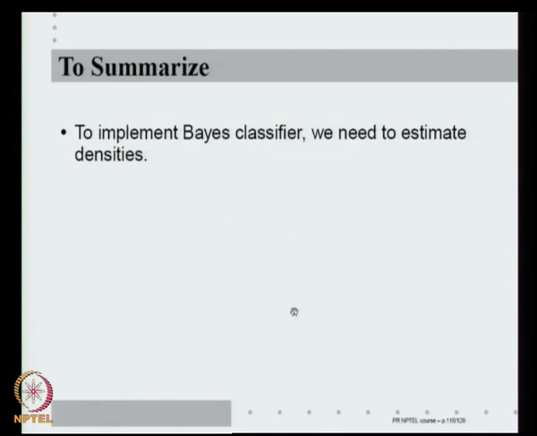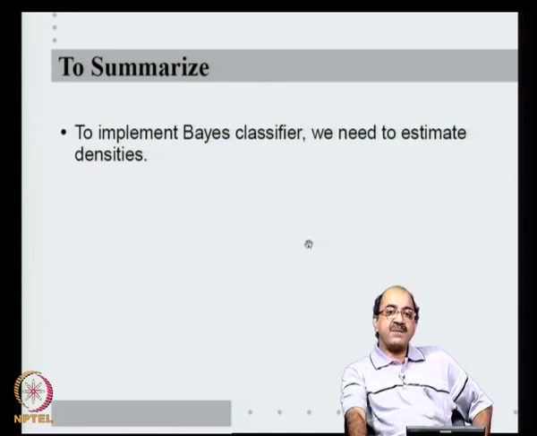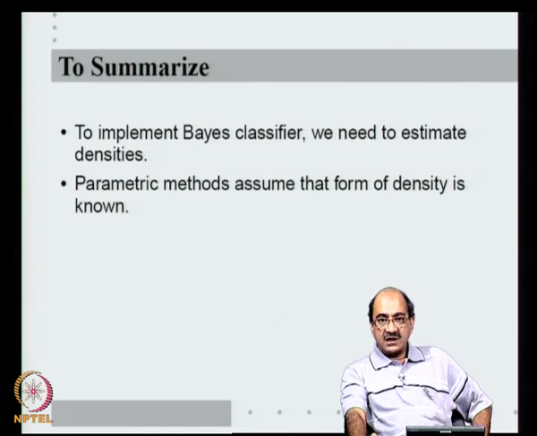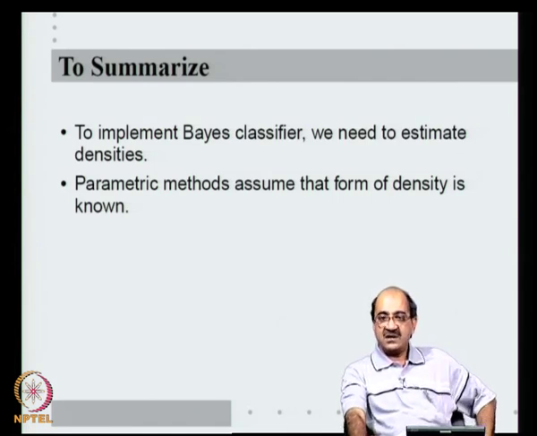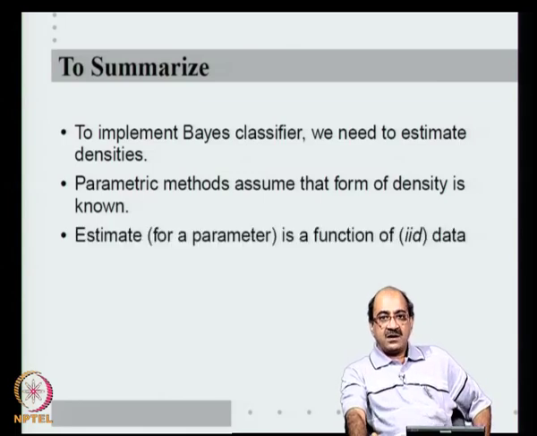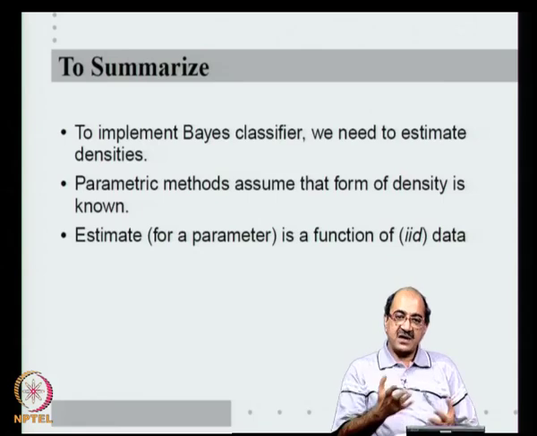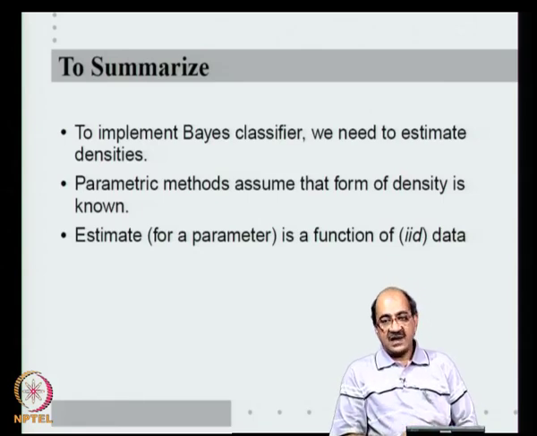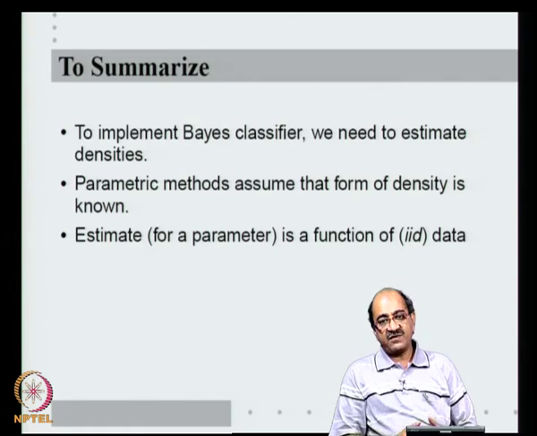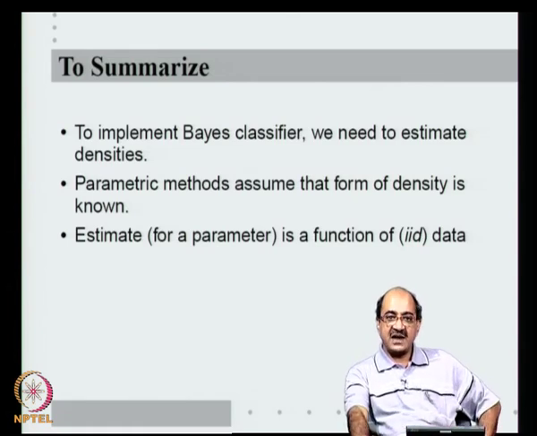Okay. So, let us summarize today's lecture. To implement the Bayes classifier, we need to estimate densities. Parametric methods assume that the form of the density is known and then obtain the parameters from the data. An estimate for a parameter is a function of the data. For all estimation, we assume we have IID realizations of the random variable, or IID data from a density, and an estimate is a function of this data; it is a statistic.